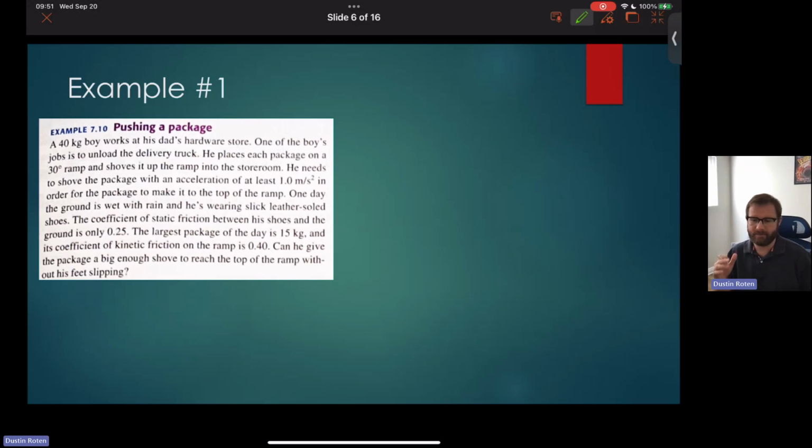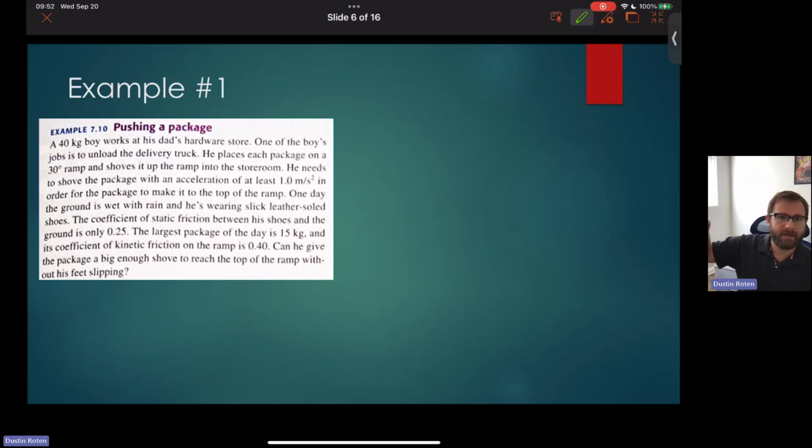So let's take a look at this example. This is going to include a lot of stuff. Okay, so a 40-kilogram boy works at his dad's hardware store. One of the boy's jobs is to unload the delivery truck. He places each package on a 30-degree ramp and shoves it up the ramp into the storeroom.